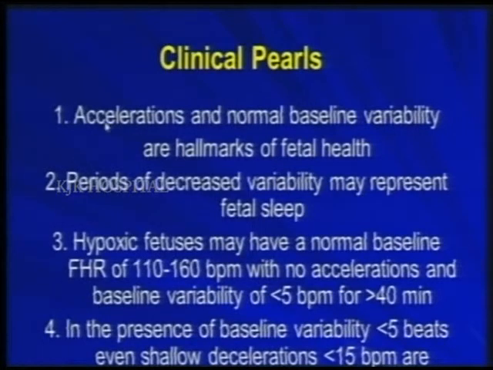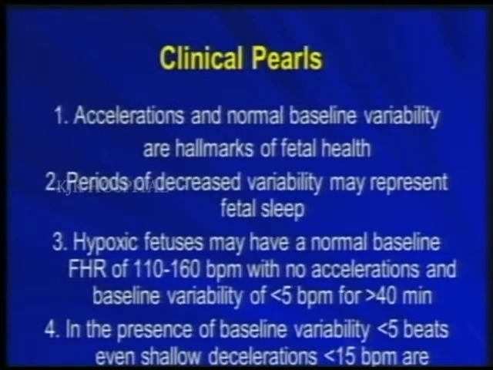So I would like to end by summarizing all the points. Accelerations and normal variability are hallmarks of fetal health. This is somatic nervous system, variability is autonomic nervous system. Periods of decreased variability may represent fetal sleep, usually 40 minutes, sometimes 90 minutes. But sometimes the baby can sleep longer, provided you have seen a reactive segment before and the baby is sleeping for a longer time without deceleration, that is fine.